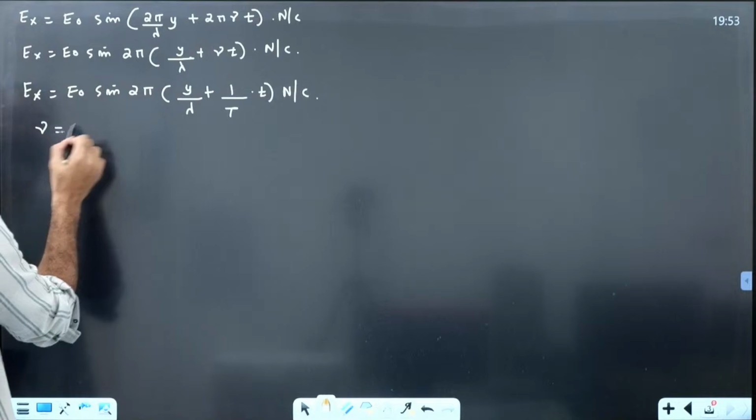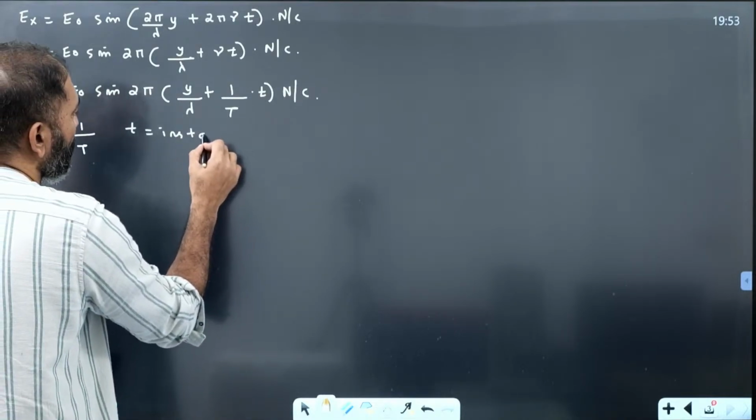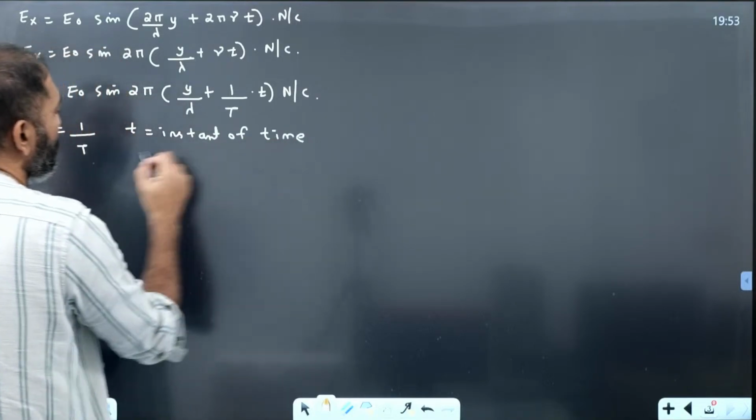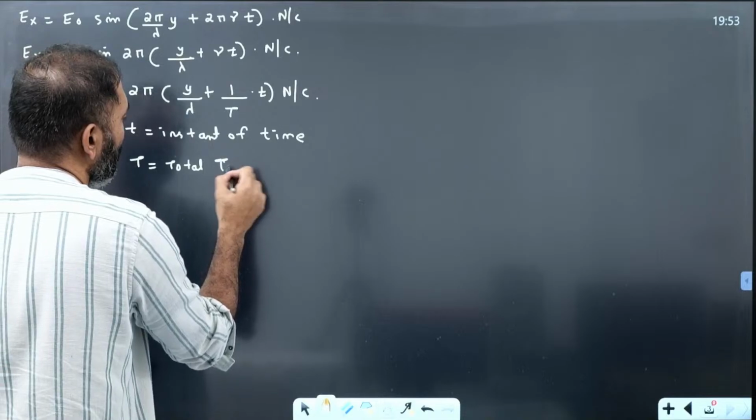Remember, nu equal to 1 by T. Here small letter t is the instant of time, and capital letter T is the total time period. So you cannot cancel them. Both are different quantities.